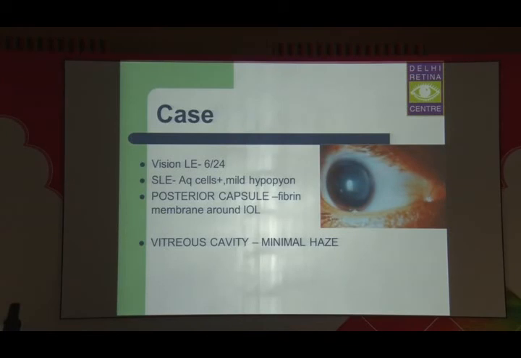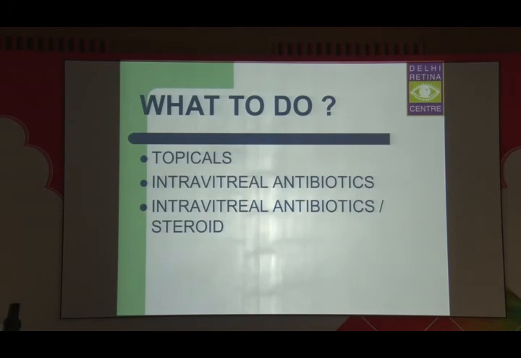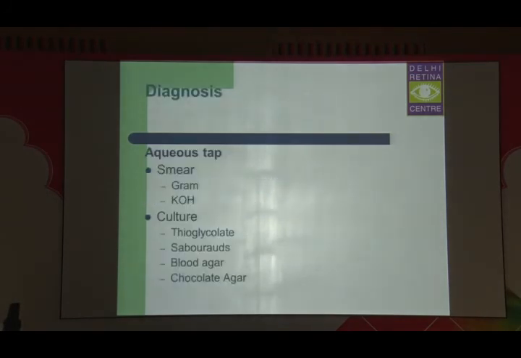And you can see fibrinous membrane around the IOL, which is around the optic and going along the haptic also. And the vitreous cavity showed minimum haze. So the question was whether we are dealing with endophthalmitis, yes or no. Most likely endophthalmitis, because the patient is responding to steroids, but again inflammation flaring up. So we decided to do an AC tap and send it for Gram, KOH, thioglycolate.